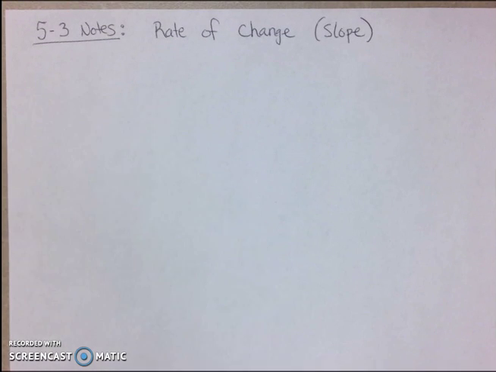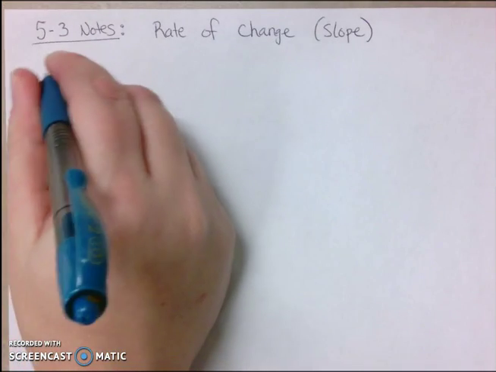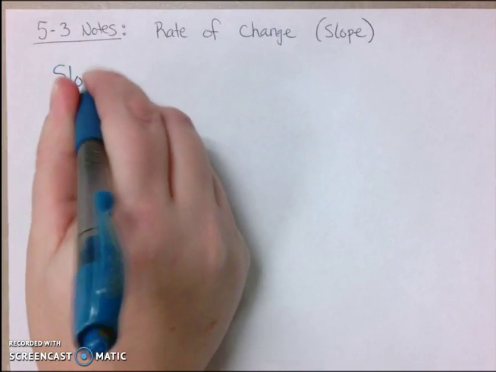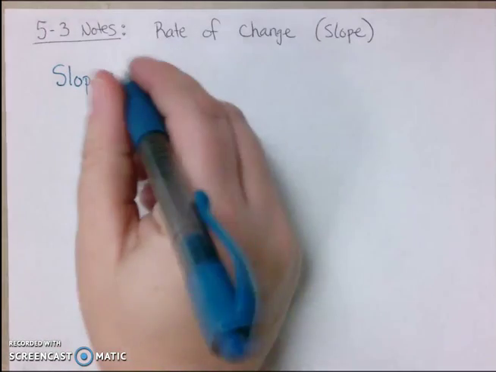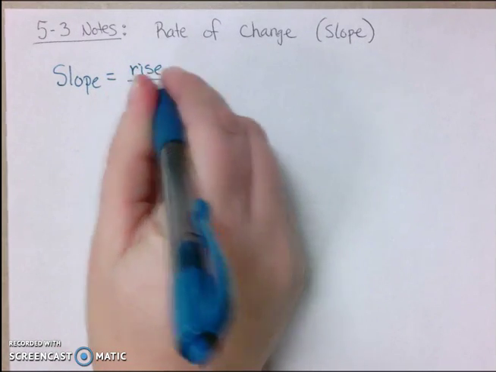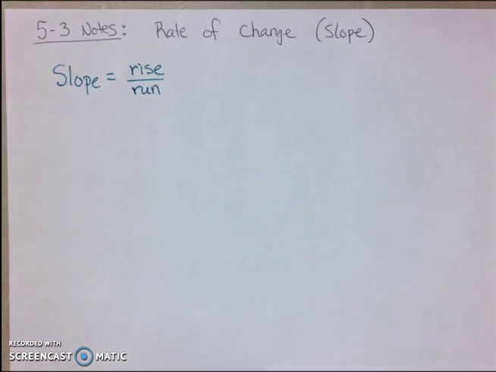Alright, today's notes we're learning about rate of change, which is also the same thing as slope. And so remember, our little phrase we have for slope is rise over run. That's how we find and calculate slope: we find the rise and we put it over the run.